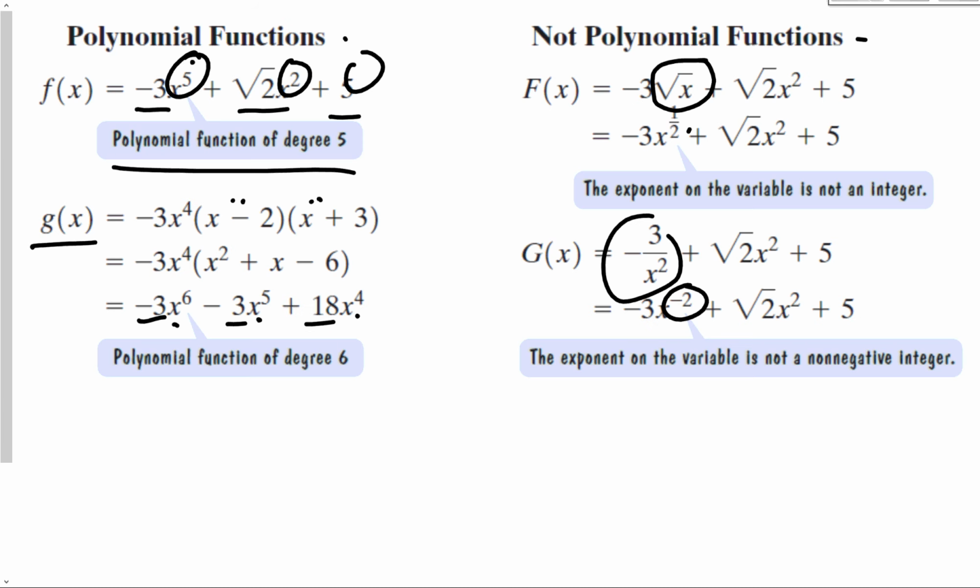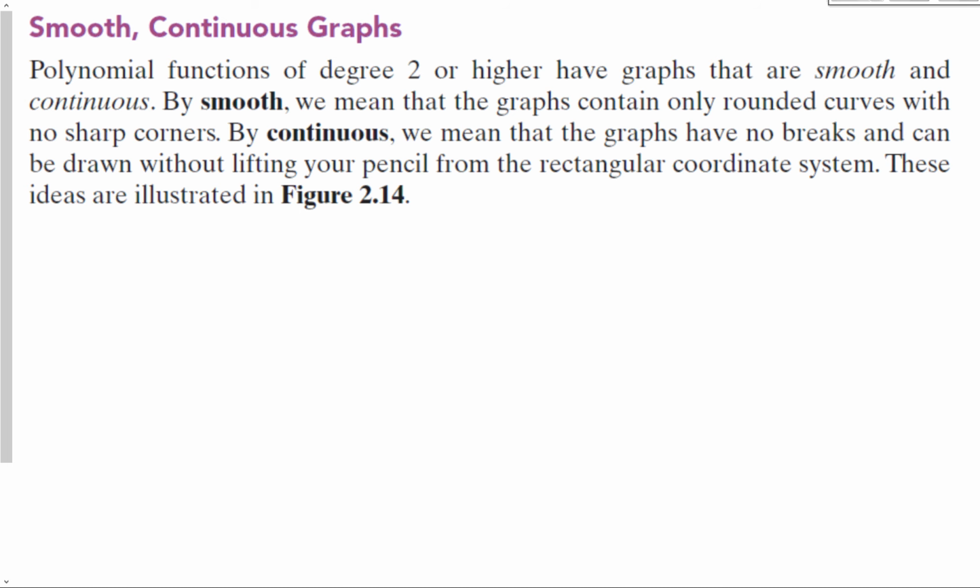I think I missed something. Okay. All right, so when we look at polynomial functions of degree 2 or higher, even degree 2, and even degree 1, we think about lines, they're not really curves, it's just all continuous. But even parabolas are going to be smooth and continuous. Smooth means the graph contains only rounded curves.